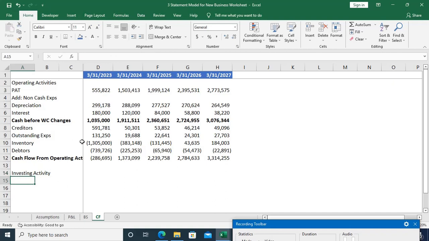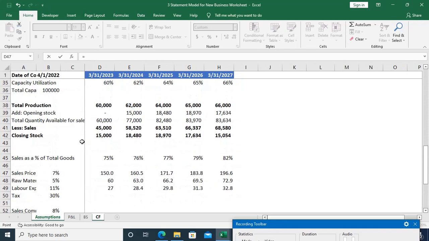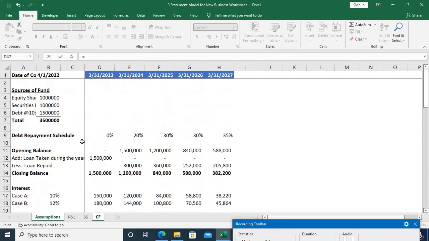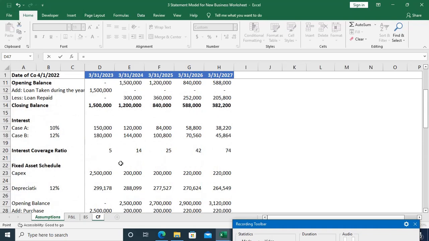In the investing activity, what happened? We just purchased machinery. We didn't dispose of it. So, from where should you be taking it? You can take it from that capex schedule. So this is the investing activity thing. You can take it directly from the assumptions, asset schedule, fixed asset schedule.